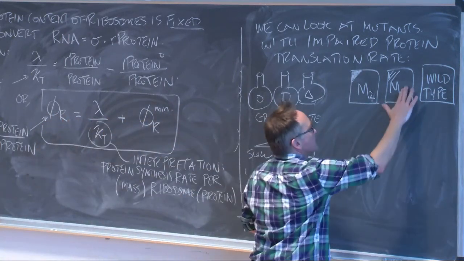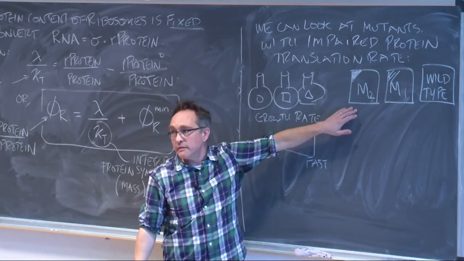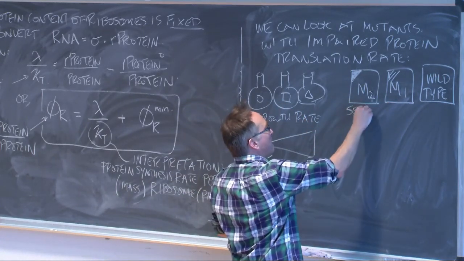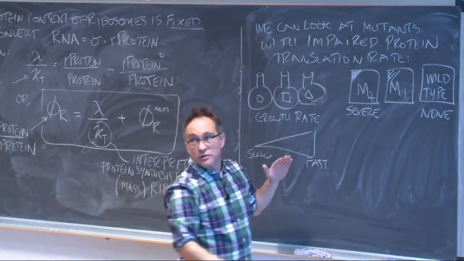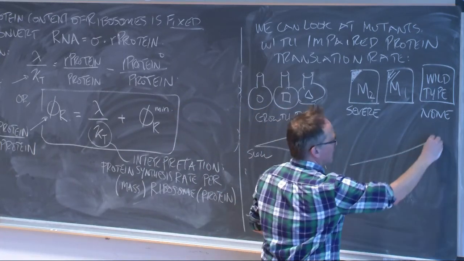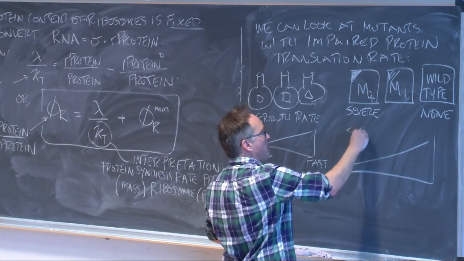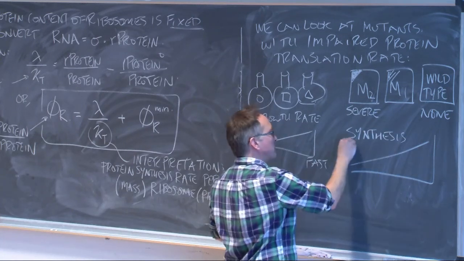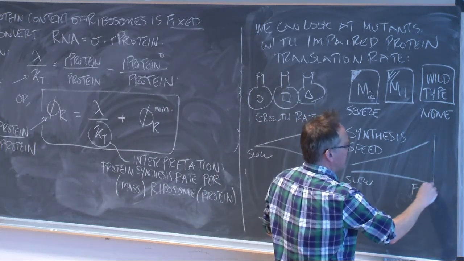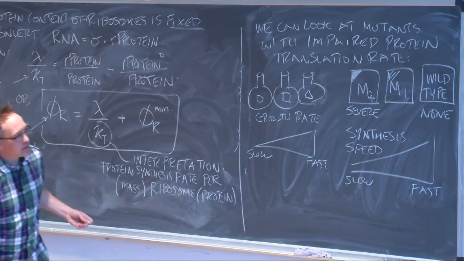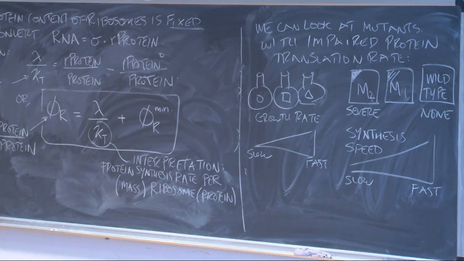Oh, I have two mutant 2s. This guy's mutant 1. This guy's severe. And this is non. And so their protein translation speed is going to be like this too. Slow, fast. And then what I want to do is plot the ribosome abundance per growth rate in each of these media with each of these mutants. And that's the figure that I have on the right.